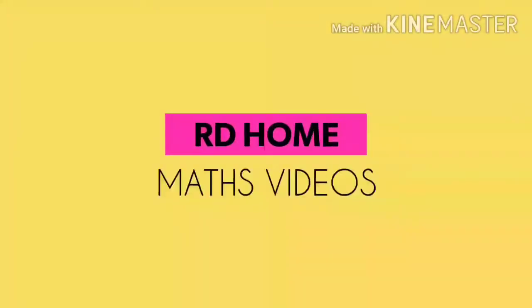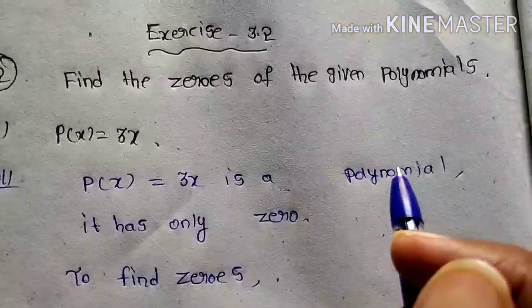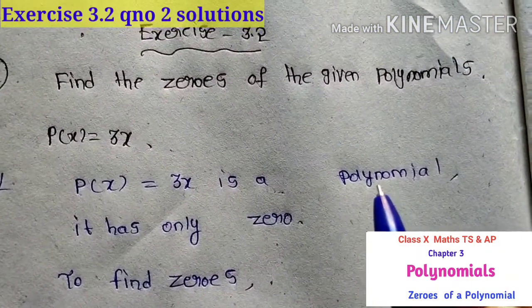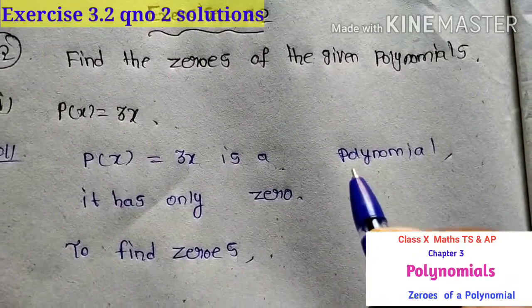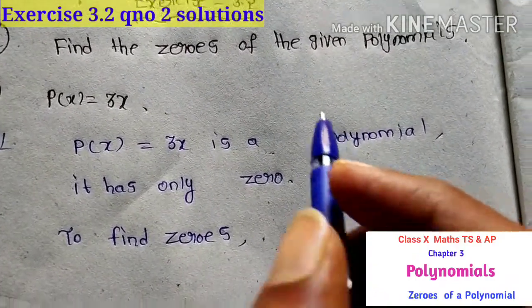Welcome to class 10th Maths, chapter 3 Polynomials. Now kids, here exercise 3.2 question number 2. Find the zeros of the given polynomials.